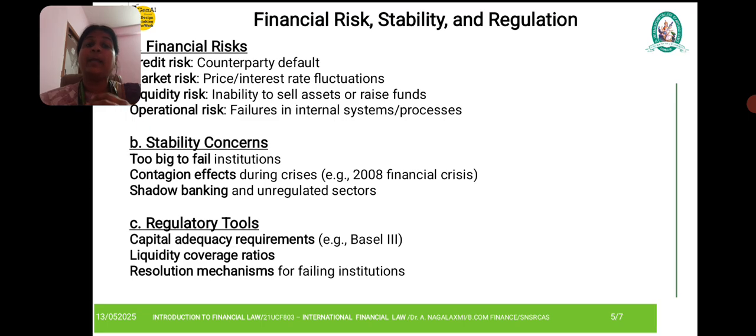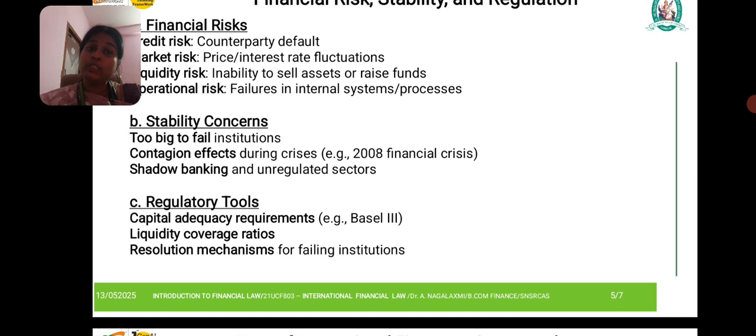Next is shadow banking and unregulated sectors. Shadow banking means it does not come under the regulations. And unregulated sectors are where no regulations, no laws are there. So due to those things, risk will occur.